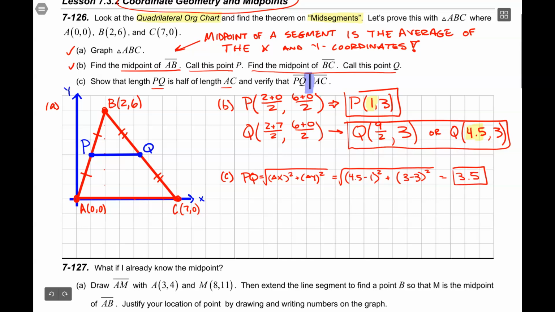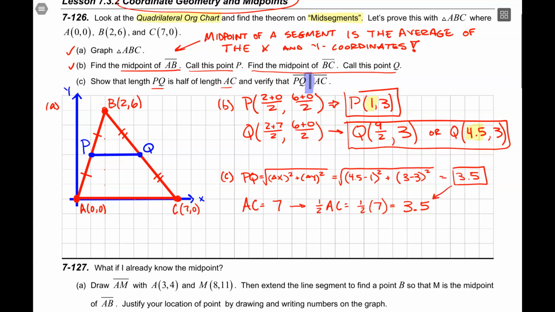So that's PQ. Now let's find out AC. That one we can easily count squares on the graph paper because we go from (0, 0) to (7, 0). So that's 7 units long. We're asked now to show or verify that half of the length AC, which is half of 7, is equal to length PQ, and that's easy to see right there.